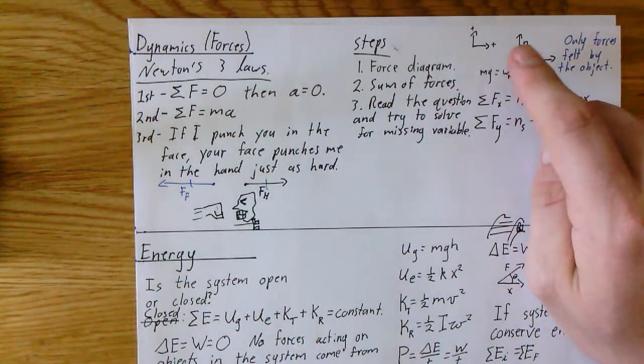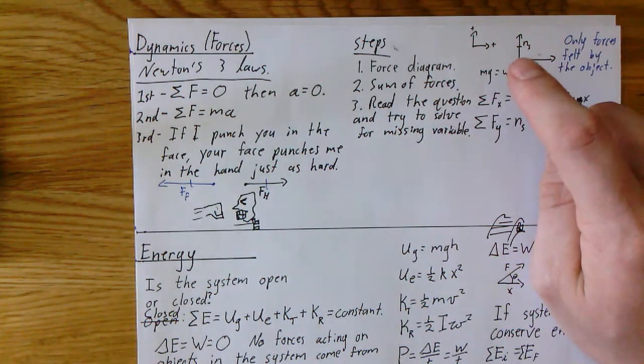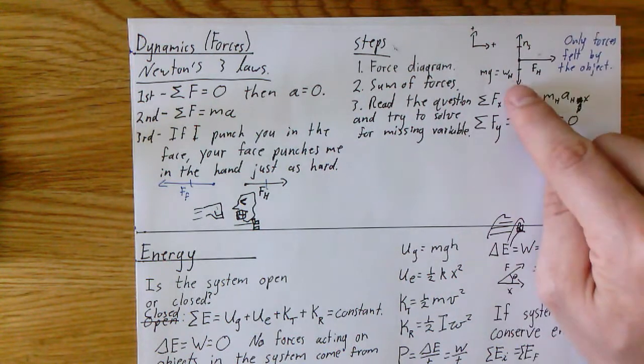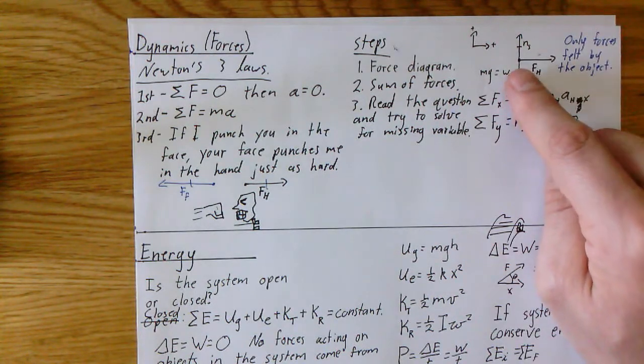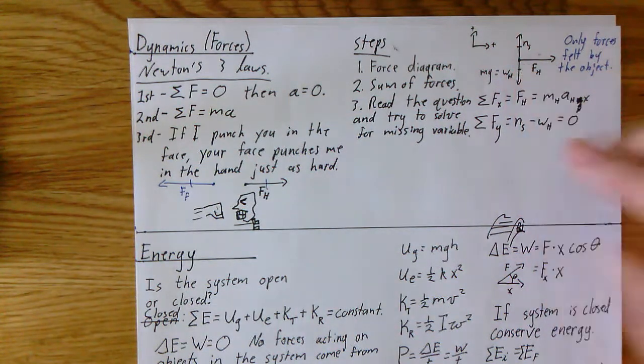Your object is a point. All the forces that are pushing on the object go on there. This means the object could be pushing on something else. We don't put those forces on force diagrams. These are only ones that the object feels, not forces that the object produces.